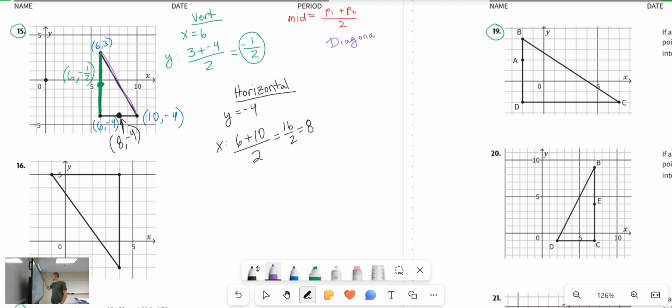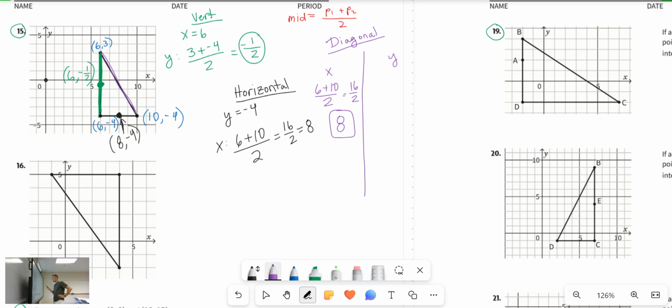This is our diagonal line, in purple. We're going to do the x's and the y's separately. So the x's for our purple line are 6 and 10, right? So the x's are 6 plus 10 divided by 2. We just did that down below. We know that that is 16 divided by 2, so that's 8.